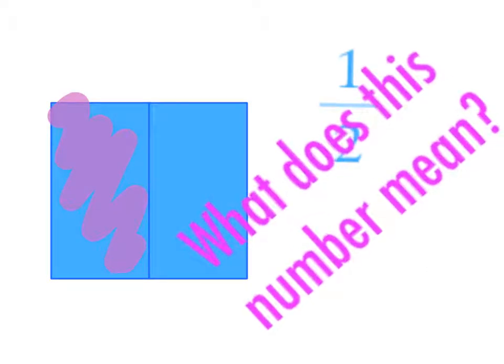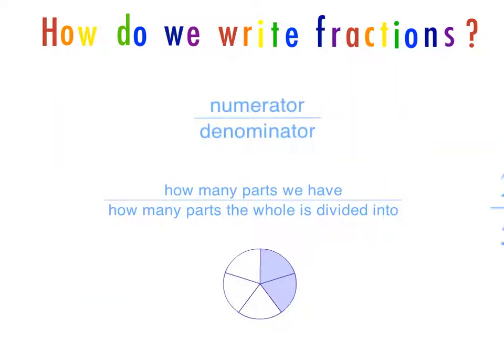In this example, we have a shape that is split into two equal parts. If we shade in one of these parts, then that means that 1 over 2 parts of this shape are shaded in. But what does this number mean? How do we write fractions?